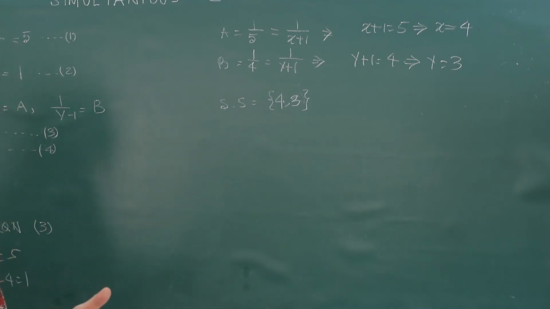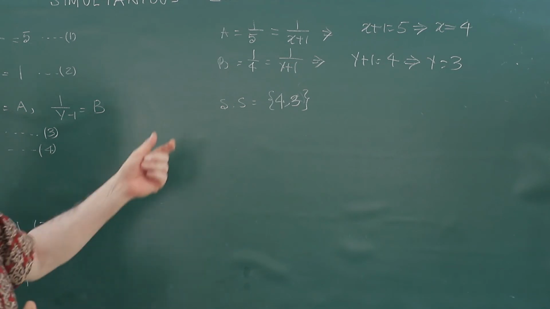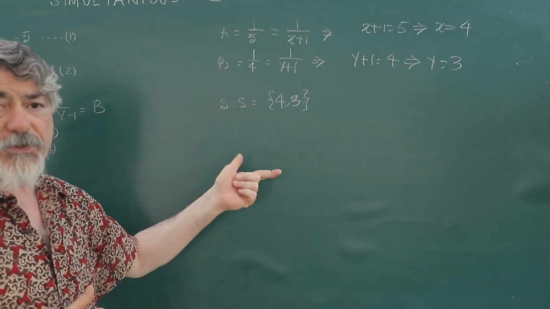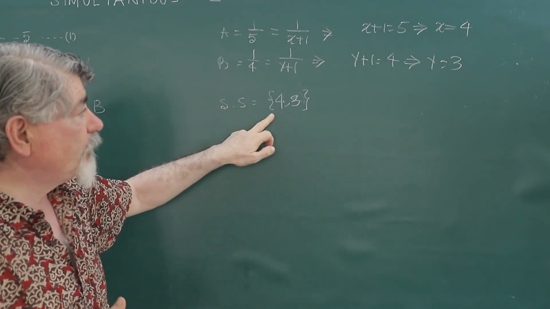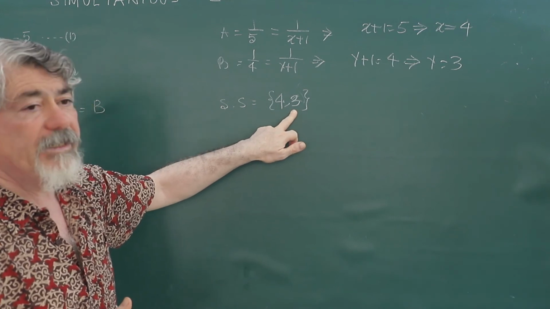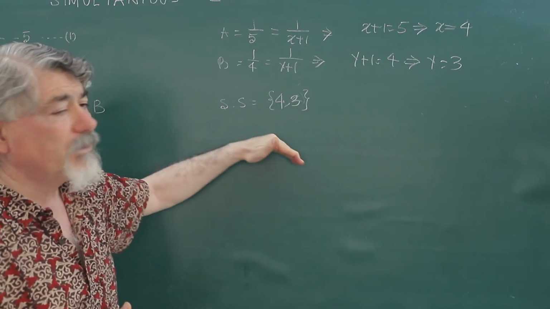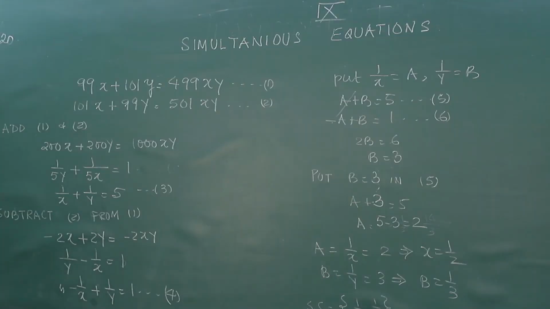We got the value of x and y. Now let us see what the solution set is. X is 4 and y is 3. That is your answer. Okay, let's look into this question.